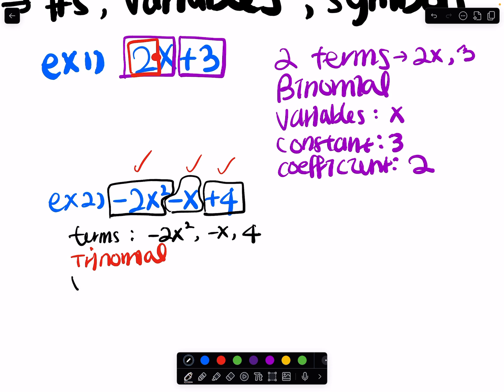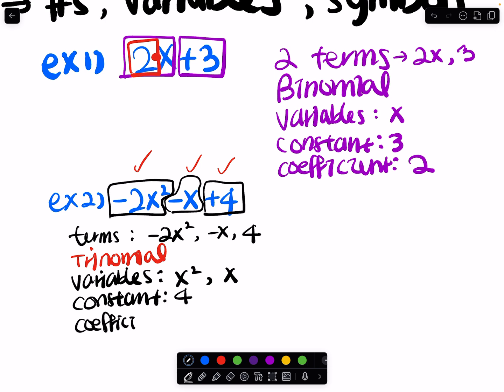Next, what are the variables you see in this expression? It is x squared and x. We don't count the last term, which is just a constant, right? We talked about that constant is a fixed value, a number without a variable. And so constant automatically is 4.